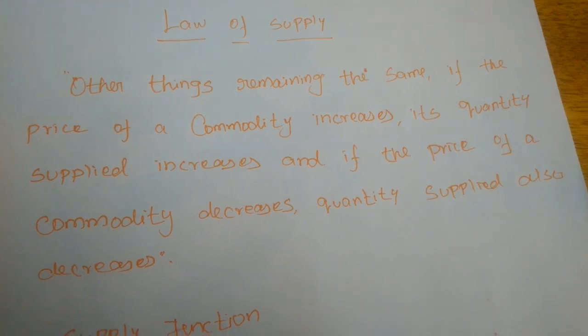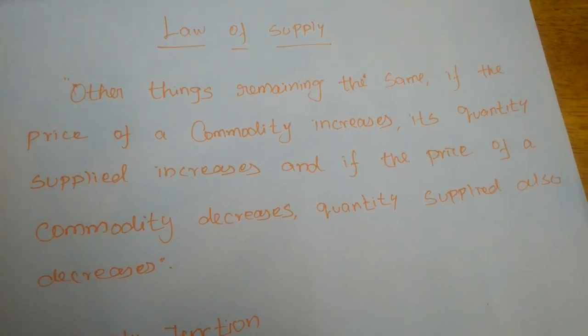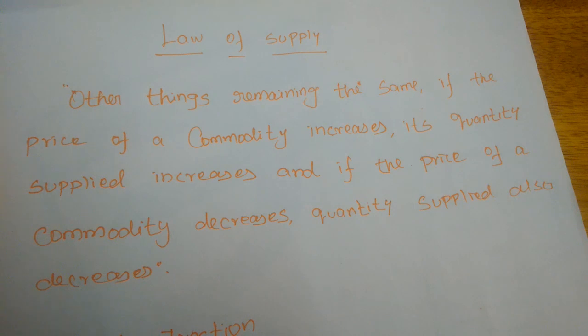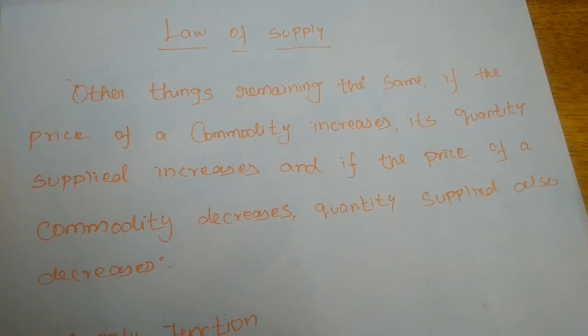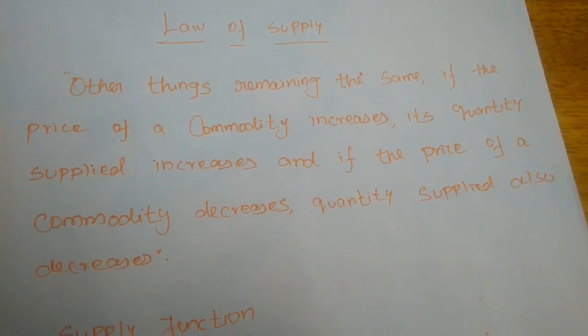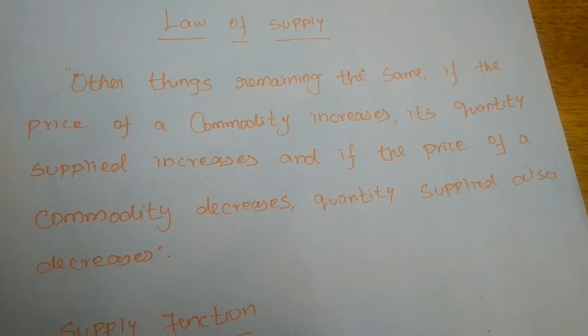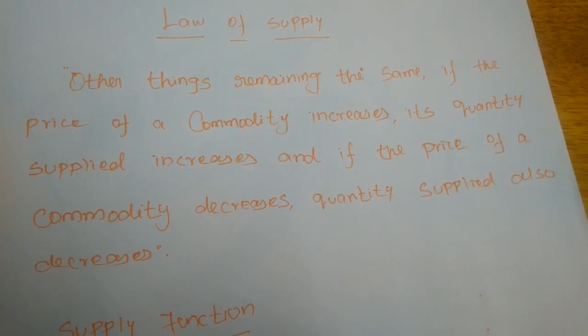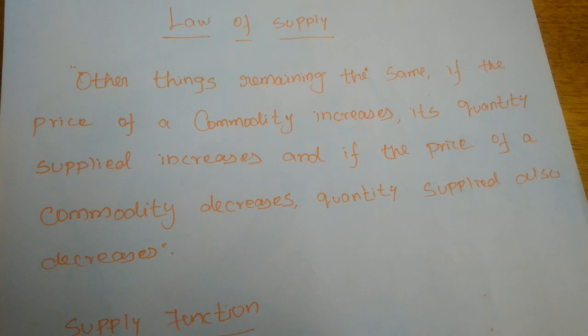So in the law of demand, we have studied that if the price of that commodity is increased, the demand for that commodity will be reduced. But here, if the price of that commodity is increased, the supply of the commodity also will be increased. Same.